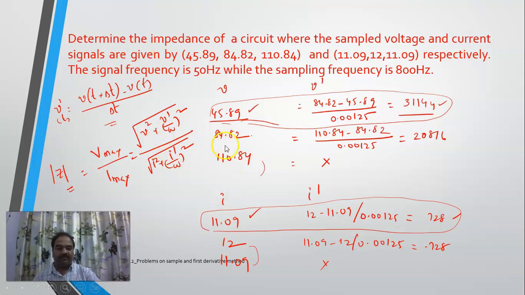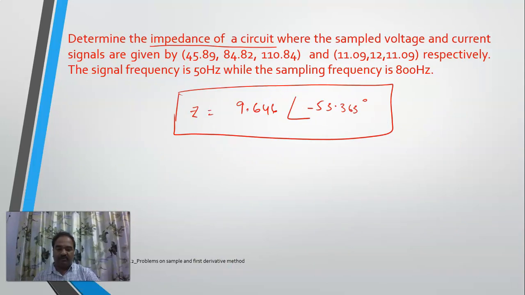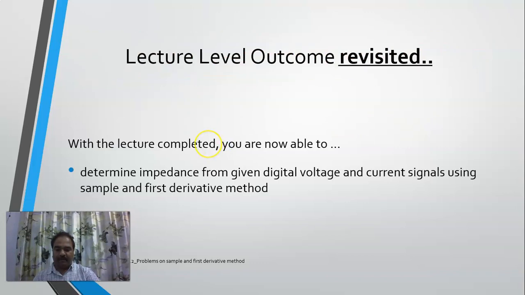Okay. So with this, I am closing the session. We will try to solve more problems in the class. I hope that you are now able to solve these types of problems and you are able to determine impedance using the sample and first derivative method. Thank you.